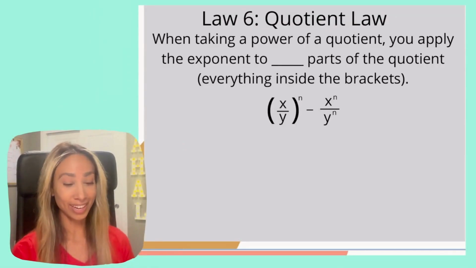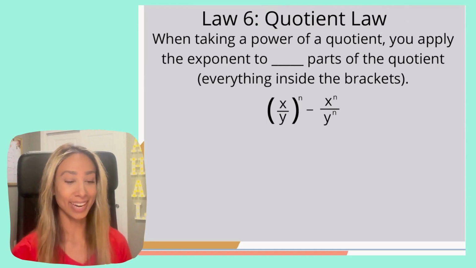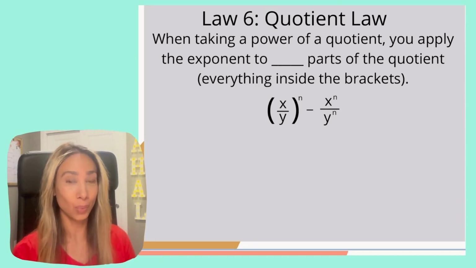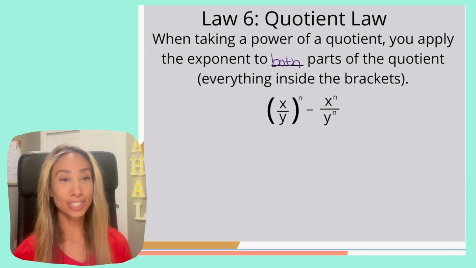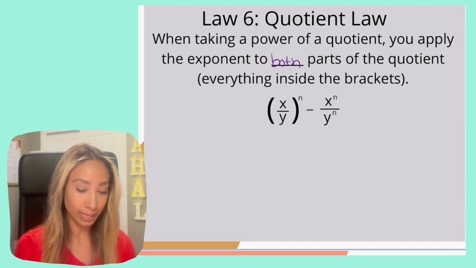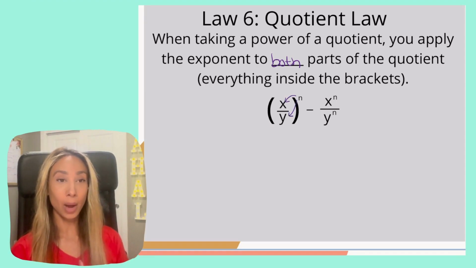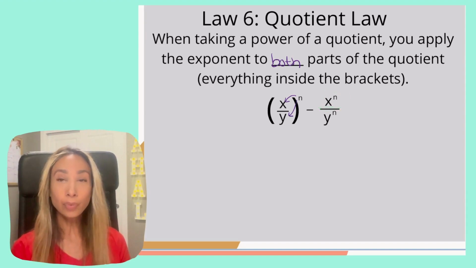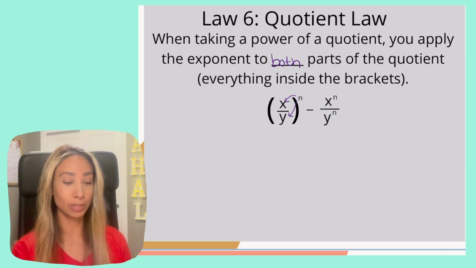Okay, the next law I've got here is called our quotient law. With this law, it's the same idea, but what we're going to do is apply it to both parts of the quotient. I'm going to write in the word here, both. Again, just like last time, everything inside the brackets will have that exponent. So it's almost as if I'm just distributing it to everything. In this one, we've got x to the power of n, as we can see right here, and y to the power of n. And then of course, if the bases were the same, you would go ahead and evaluate it, but that's not the case with this one, right? We can see the bases are different.